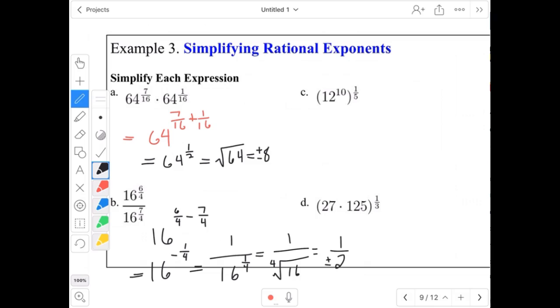The fourth root of 16 will be 1 over plus or minus 2. Okay, so keep your properties straight, work through them one at a time, problem solve, and these shouldn't be too bad.